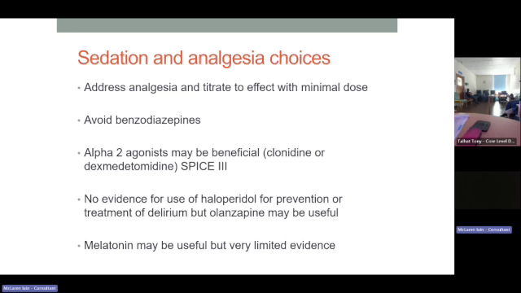Lorazepam is much more likely to generate delirium than haloperidol is. And there's also some evidence that olanzapine may be useful in prevention of delirium and management of delirium, and that's something that we do. We do use melatonin occasionally to promote sleep-wake cycles. It appears to be relatively safe, but again, there's no specific evidence for it in the management of delirium.